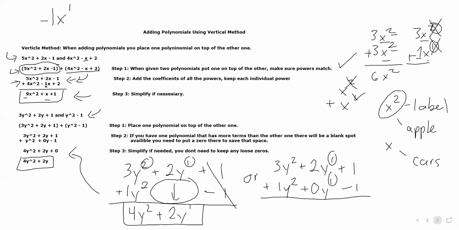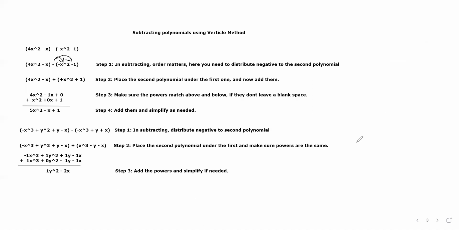Okay, so moving on, subtracting polynomials using the vertical method. Very similar, except the major change with subtraction is order matters. Although I didn't say it that much in the last one, when you were adding them, yes, I told you to put the one to the right underneath the one on the left, but in theory, you could put them in any order because you're just adding. The answer isn't going to change if you put them out of order. But in subtraction, that matters.